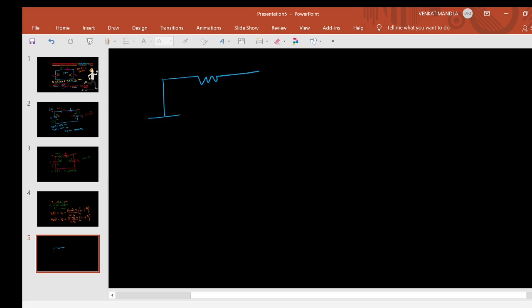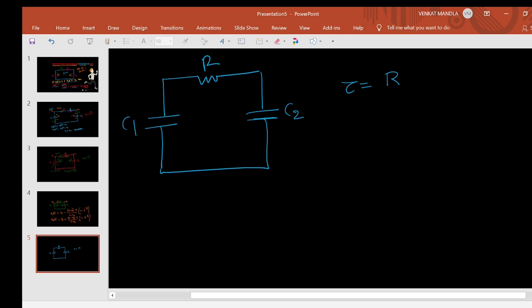This is R, this is C. After closing the switch, this is C1, this is C2, this is R. Tau equals R equivalent times C equivalent. R equivalent is only R here. For C equivalent, these two are in series, right? The same current. These two are in series. C equivalent, in case of series combination, is C1 C2 by C1 plus C2. This is how we have to remember it.